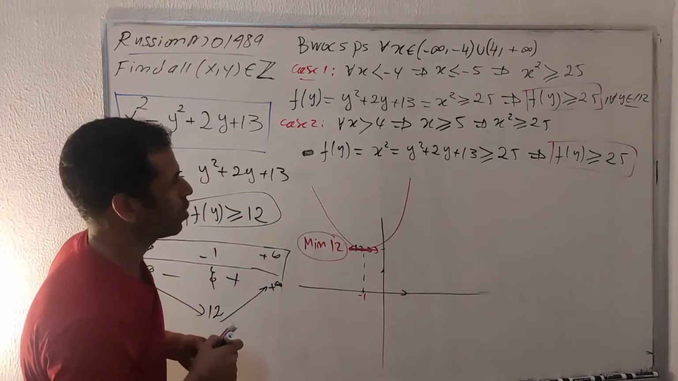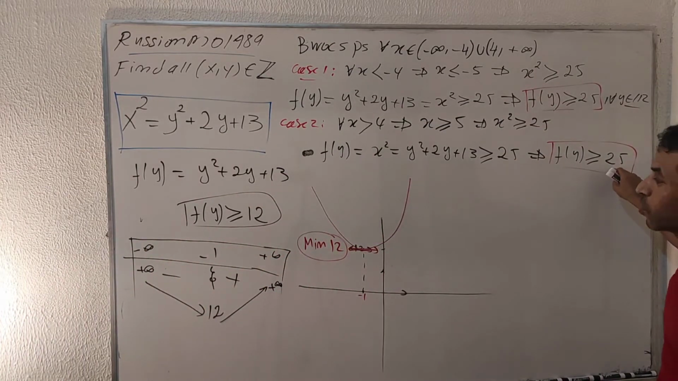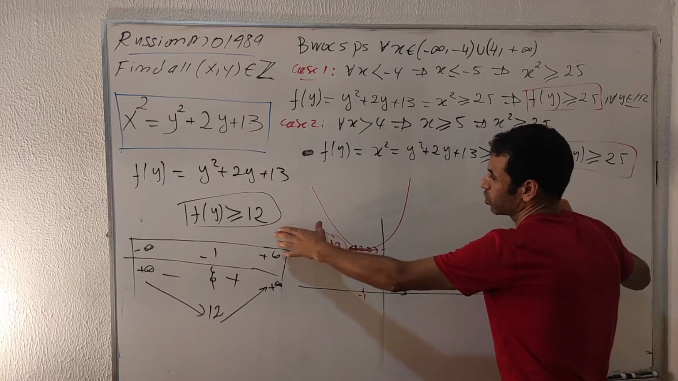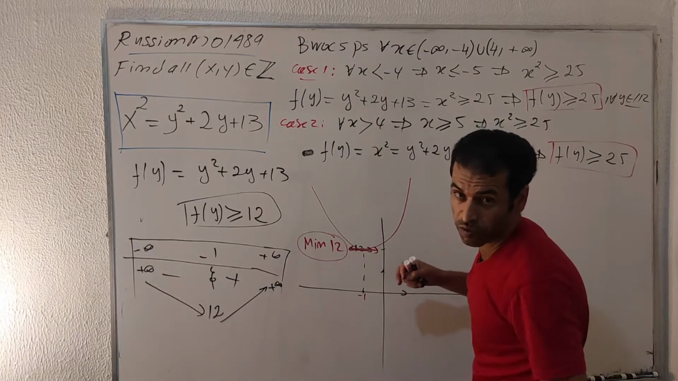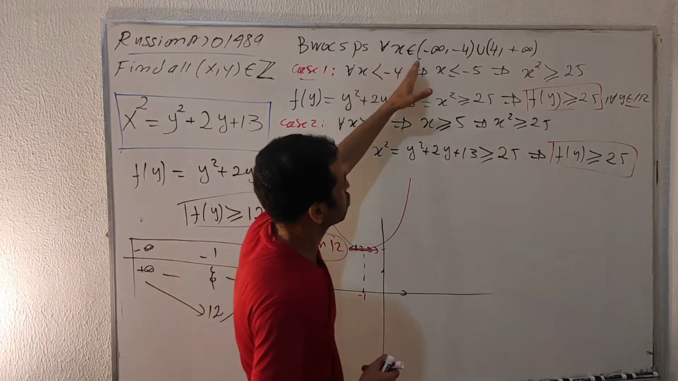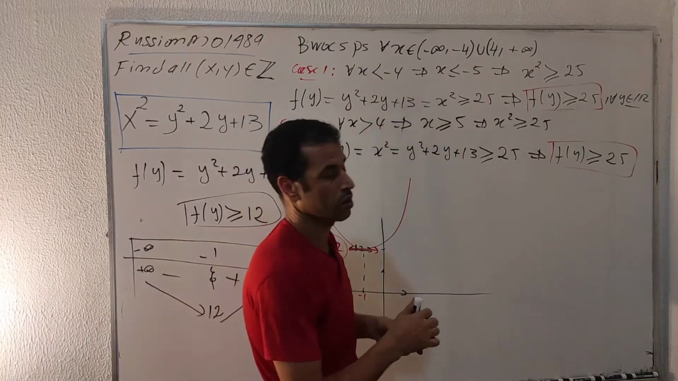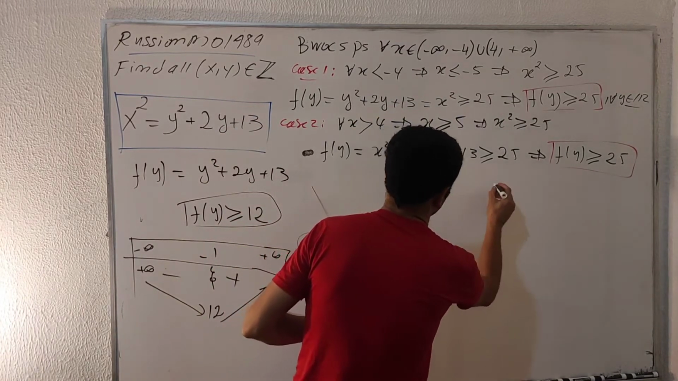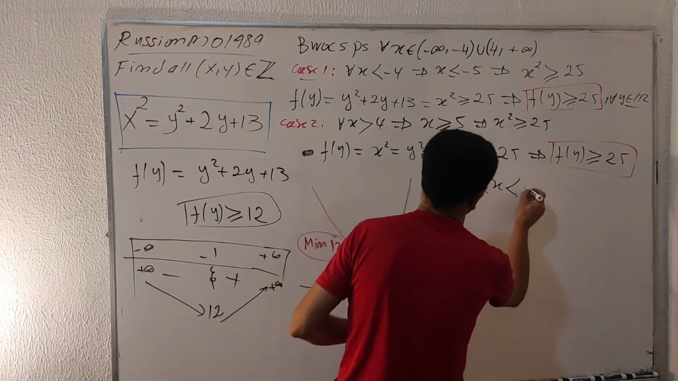But we already found f of y is superior to 25 here, which is a contradiction. This one is contradicted by the minimality of this function. Which means x does not belong to this interval, which means x is between minus 4 and 4.